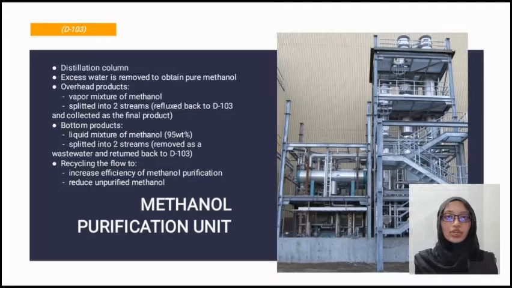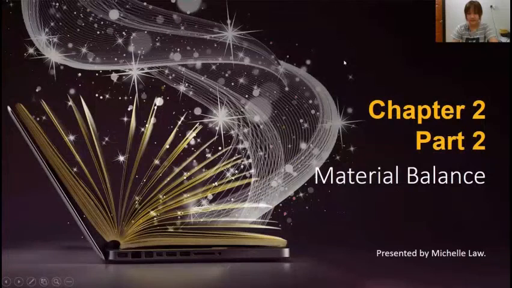The overhead product, which is stream 11, is the vapor mixture of methanol, and this stream is split into two streams. The first one is refluxed back to the methanol purification unit, while the other one is collected as the final product. Then the bottom product, which is stream 12, is the liquid mixture of methanol with 95%. This stream is also split into two. The first one is removed as wastewater to the wastewater treatment plant, while the other stream is returned back to the methanol purification unit.